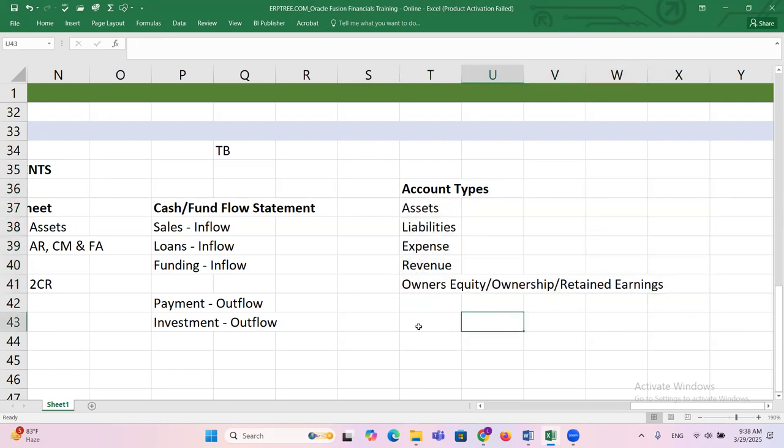Now, your question. You are talking about TB, right? Now we are clear. The asset, liability, and ownership equity are part of a specific family. The family name is balance sheet. Expense and revenue belong to another family, that is income statement or profit and loss. Now, these all belong to one family called TB.